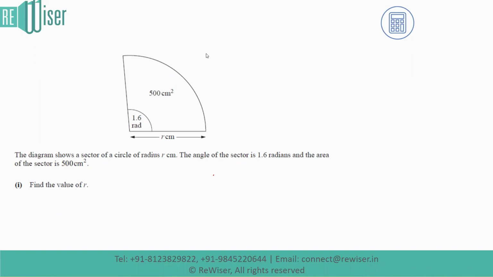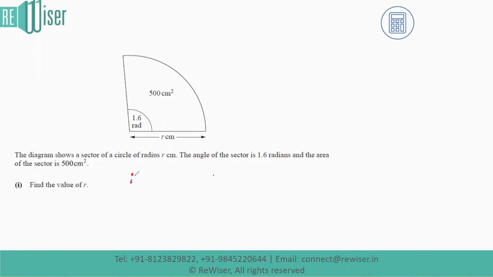In this question, we are talking about the diagram shows a sector of a circle with a radius r. The angle of the sector is given in radians and the area is given. So for part one, we just need to calculate what is the radius.